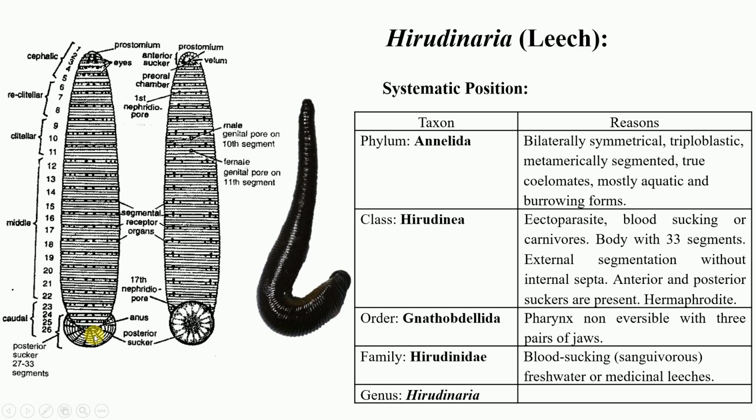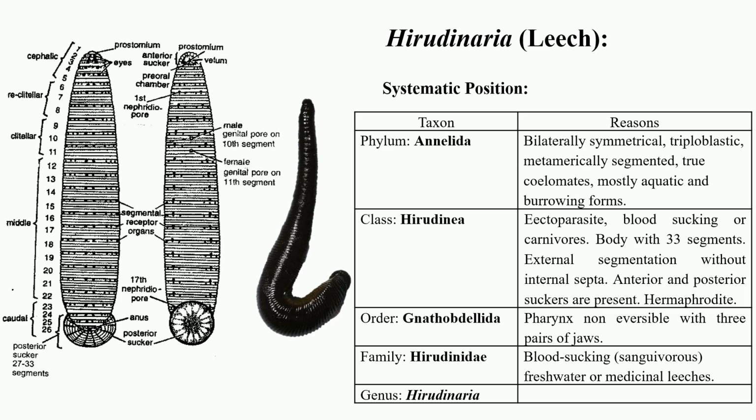Then again they show the hermaphroditic condition, bearing male as well as female reproductive parts on the same organism. So if you see, the male gonopore or genital opening is present on the 10th segment, while on the 11th segment there is a gonopore which belongs to the female, where the female genital organs generally open. So these are a few characteristic features of Hirudinaria, commonly known as the leech.